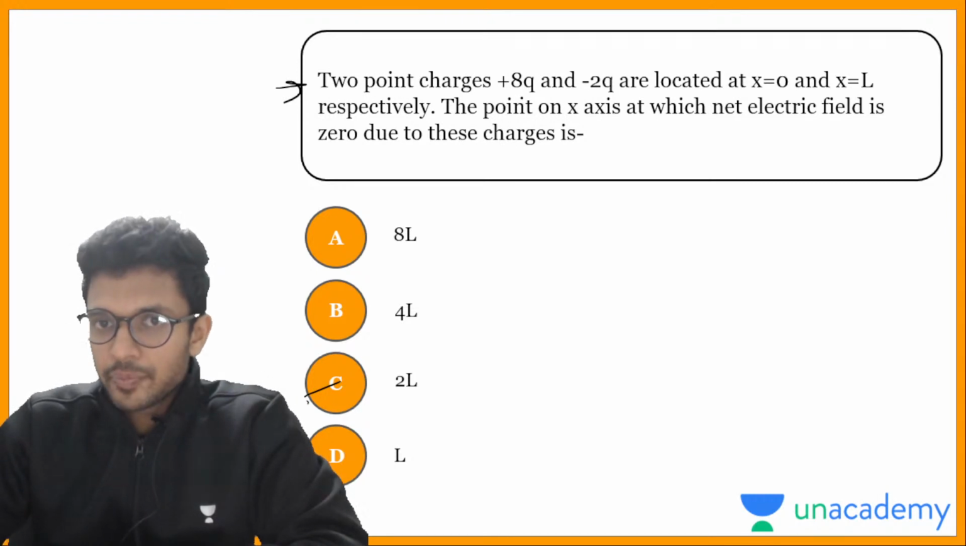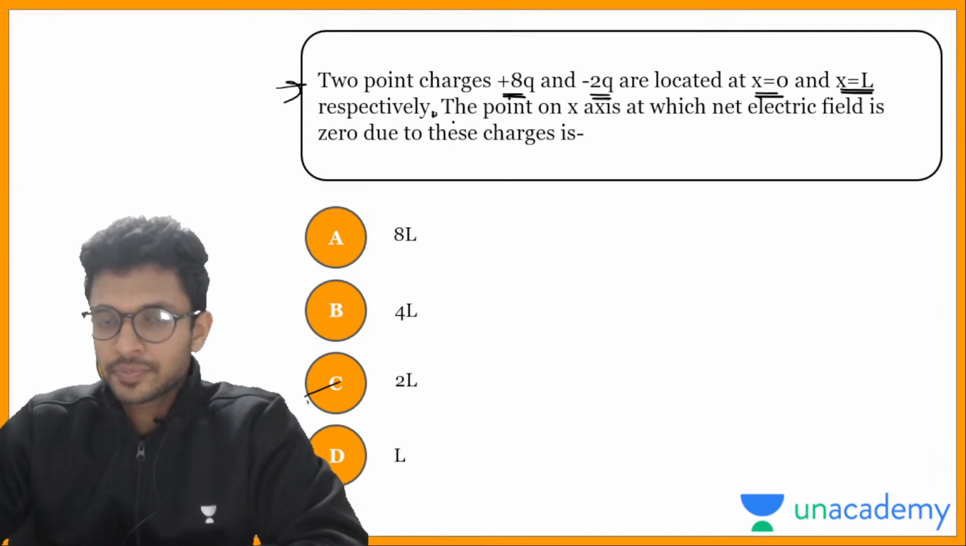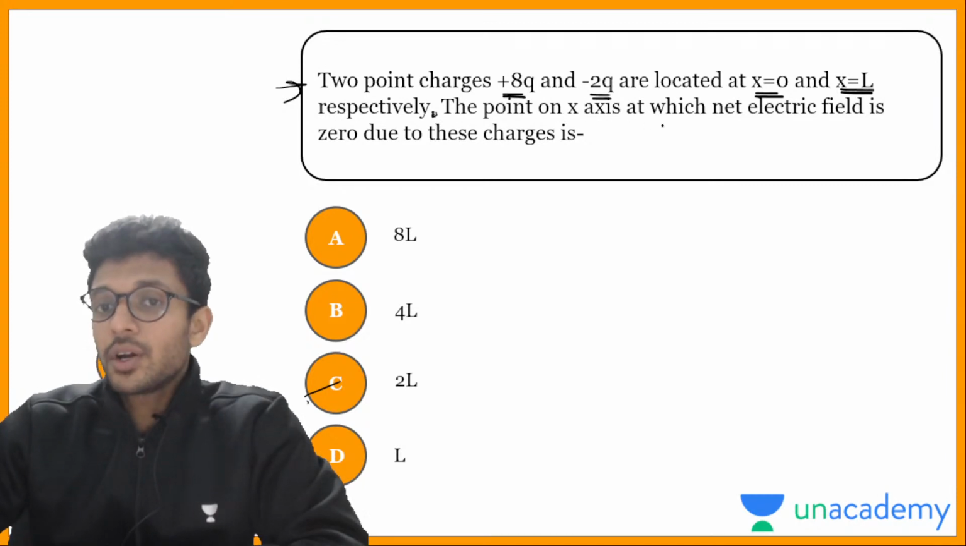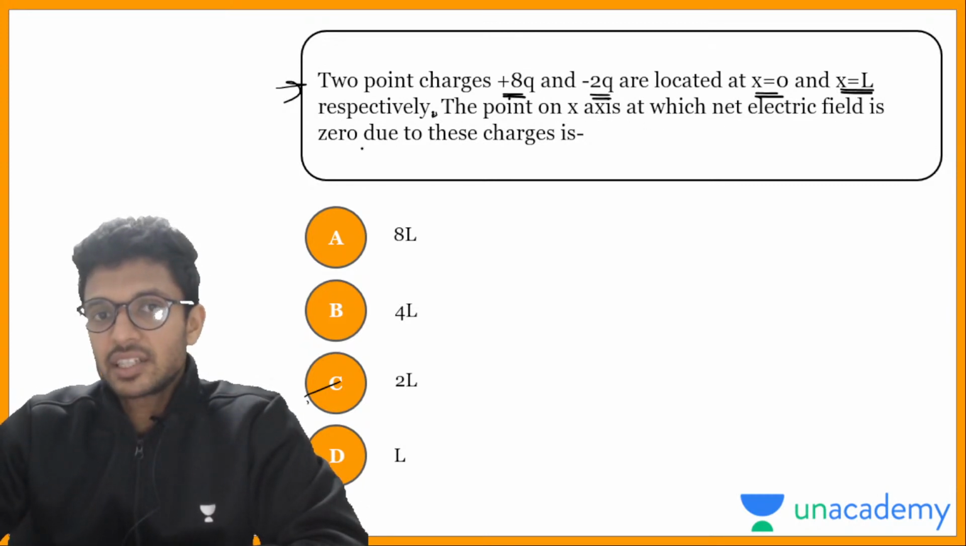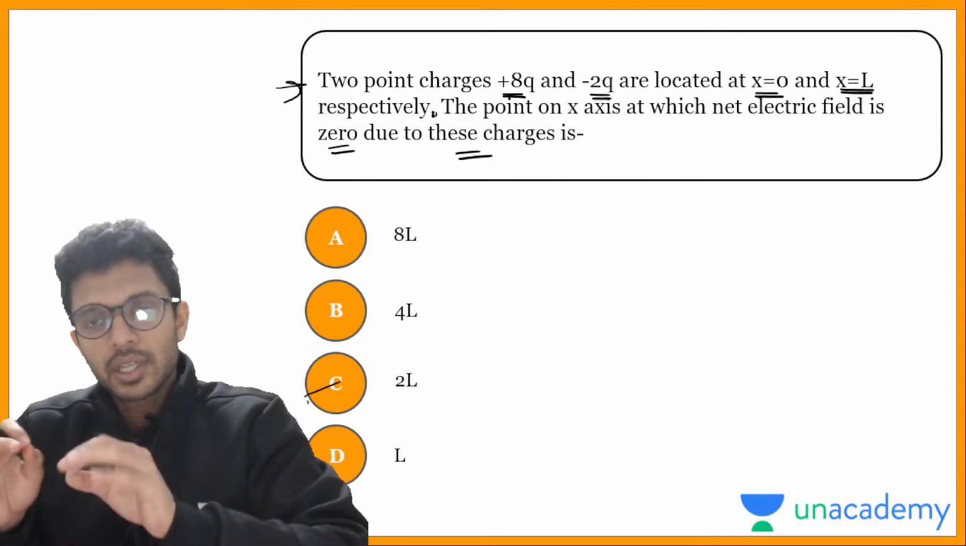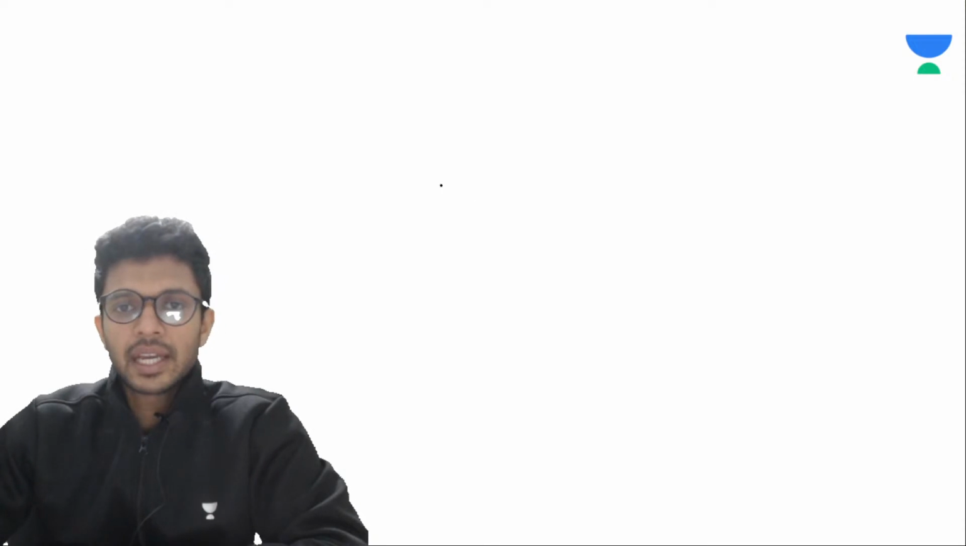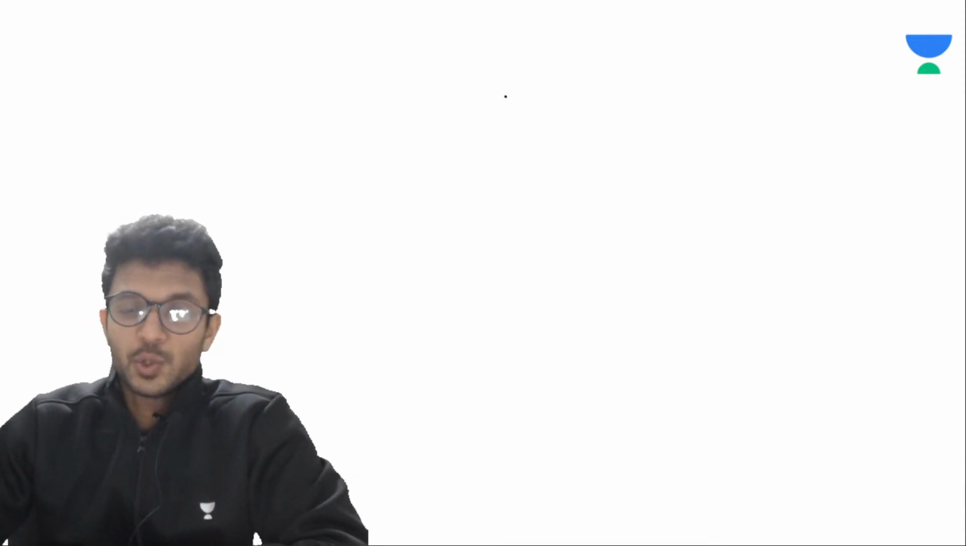We have two point charges, plus 8q and minus 2q, located at x equal to 0 and x equal to L respectively. The question is: find the point on the x-axis at which the net electric field is 0 due to these charges. Okay, you have to find that point where the electric field is 0. Let's take a fresh page and do it. Here we go.